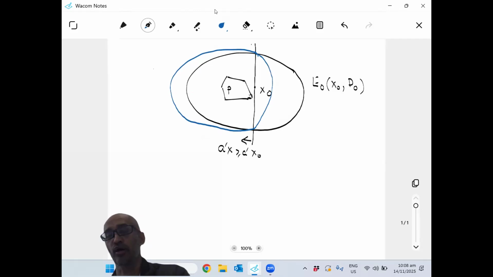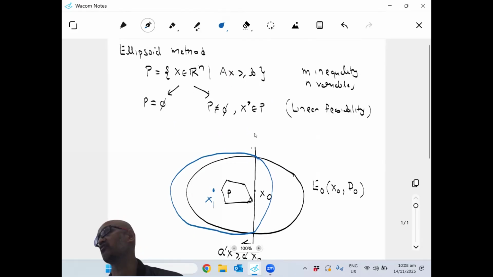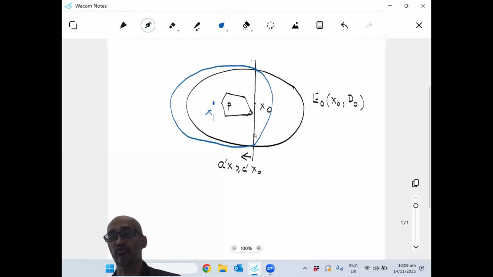Okay, that's an ellipsoid, and maybe you get a point, let's call this x1. You check if x1 lies in the set P. How do you check it? Of course, one way is to check if it satisfies all these constraints. If x1 does not lie in the set, you find a second constraint.